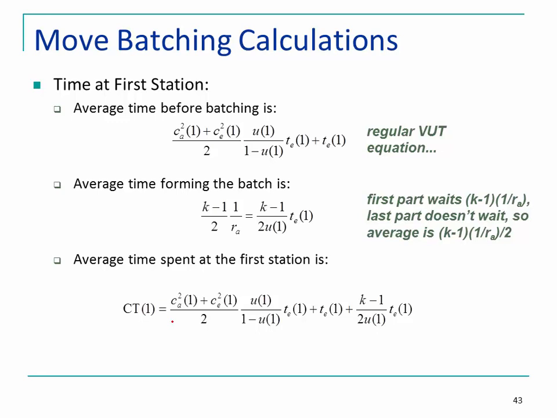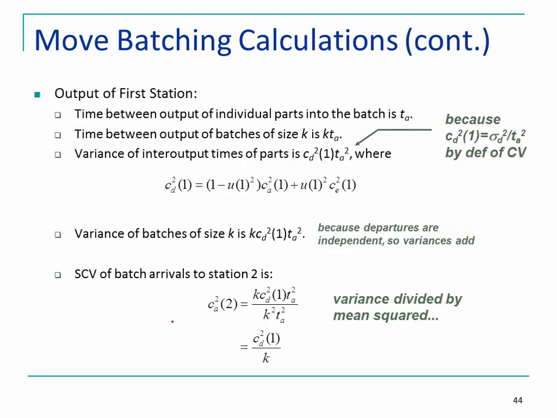And then the average time spent at the first station is going to be a combination of the two. So it's going to be this BUT part of the equation plus the time related to forming the batch. And that's going to be the total time spent at that first station. So the output of the first station includes the time between output of individual parts into the batch, and that's TA. The time between output of batches of size K is going to be K times TA. And then the variance of inter-output times of parts is the squared coefficient of variance of the departures of that first station times the time of arrival squared.